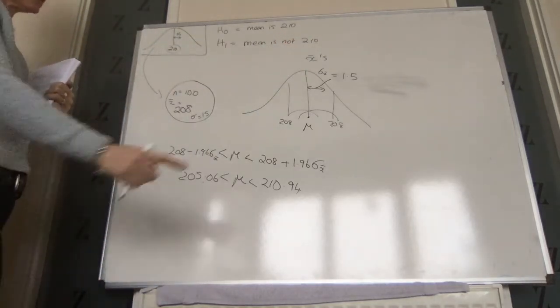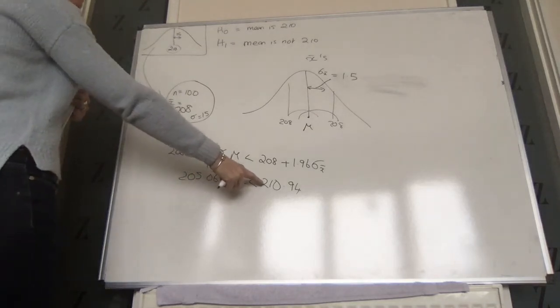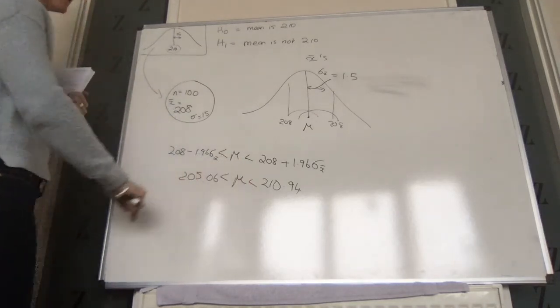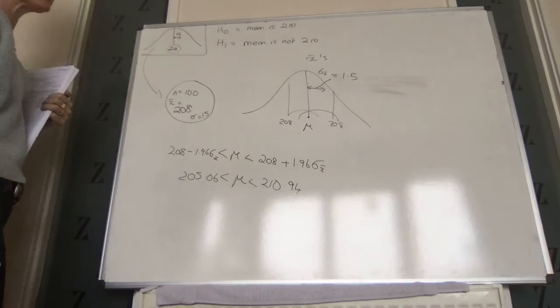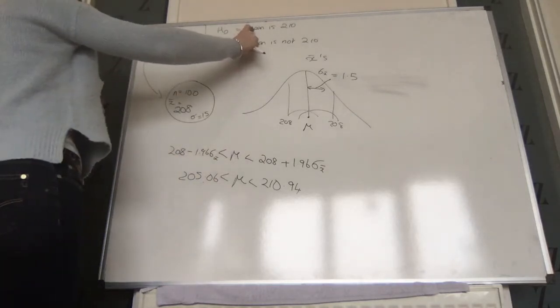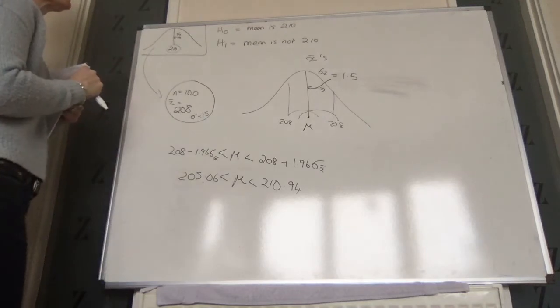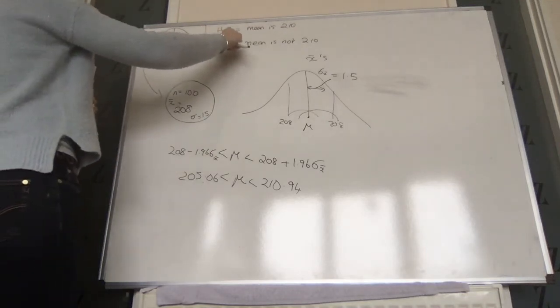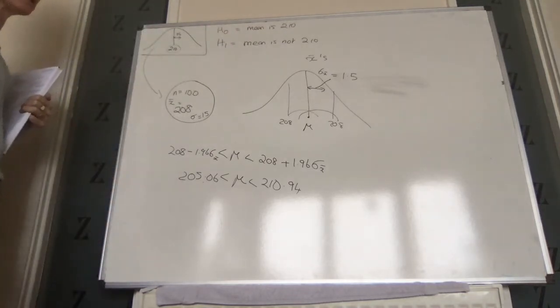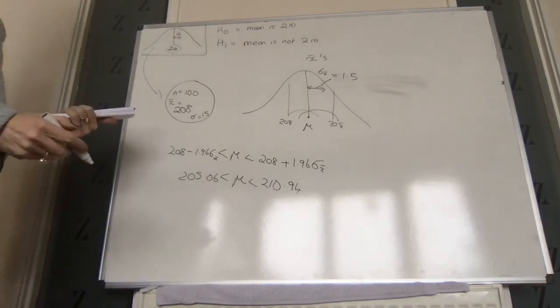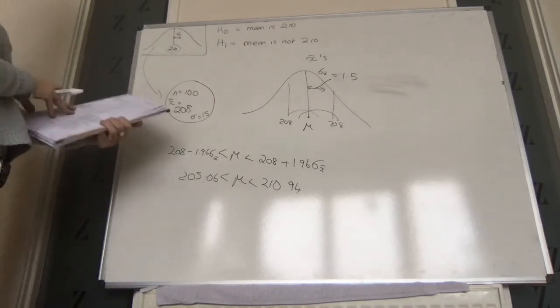Okay? And from here we can see that the mean of 210 does still lie in that interval, so we can conclude that nothing has changed, and our mean is 210 still. Nothing has changed. That's our conclusion. We fail to reject H0. Okay? Right, the next bit.